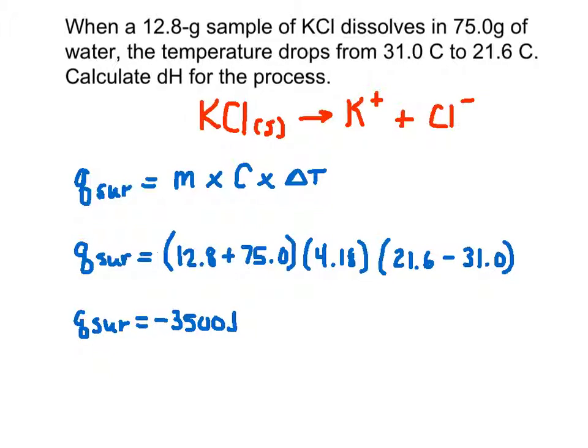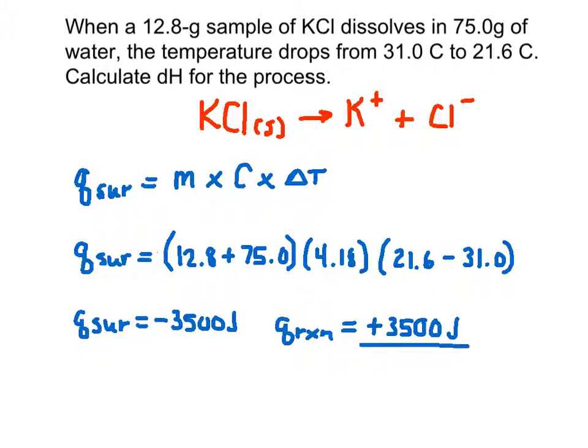Remember then, if I'm going to get the Q of the reaction, I have to change the sign. So since Q surroundings is negative, Q reaction is going to be positive 3,500 joules. Okay, so in other words, to get this KCl to dissolve and dissociate, I had to put 3,500 joules in.